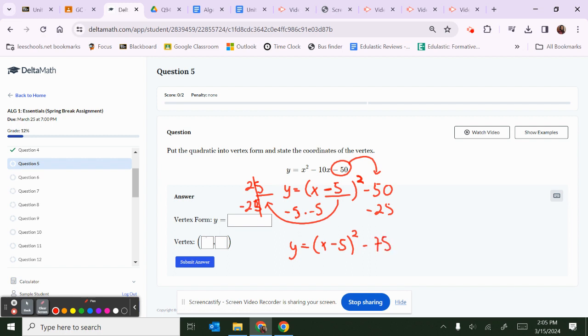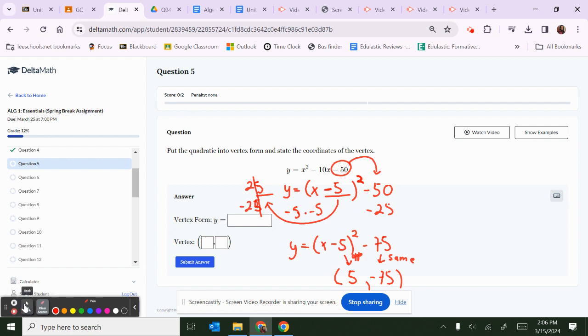And then to find your vertex, all you have to do is the opposite of the number inside of the parentheses and then the same as the number on the outside. So opposite of a negative 5, positive 5. Same as a negative 75, negative 75. So that would be my answer.